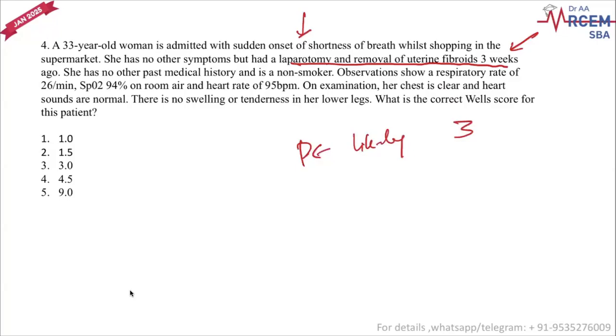Along with it, there is immobilization present here, or a previous surgery was done within the last 3 weeks. So this itself gets 1.5. So the total will become 4.5 for this patient. There is no tachycardia for me to add. Heart rate is less than 100 here, so that one is not there. No other parameters are given to add up in the Wells score. So the total Wells score we are having is 4.5.